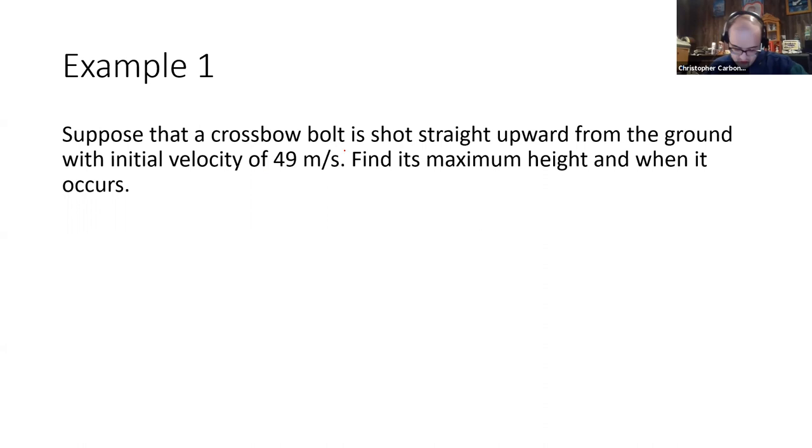Let's say, for example, suppose that a crossbow bolt is shot straight upward from the ground with initial velocity 49 meters per second. We want to find its maximum height and when it occurs. From this, we know a couple of things. For it being straight upward from the ground, y sub 0 is equal to 0, the initial velocity is equal to 49 meters per second, and g is 9.8.